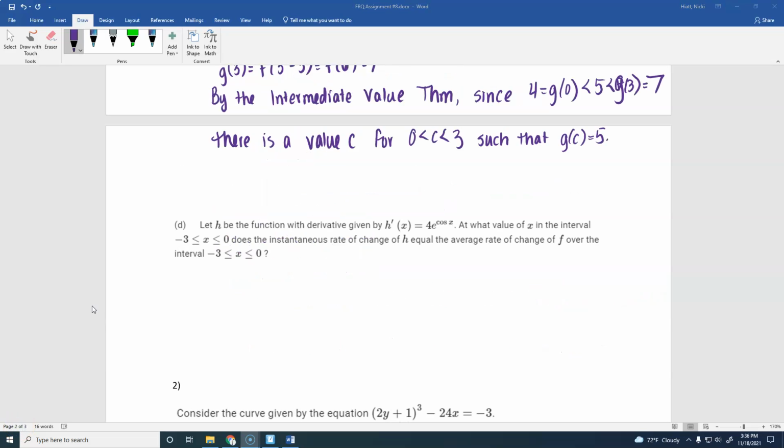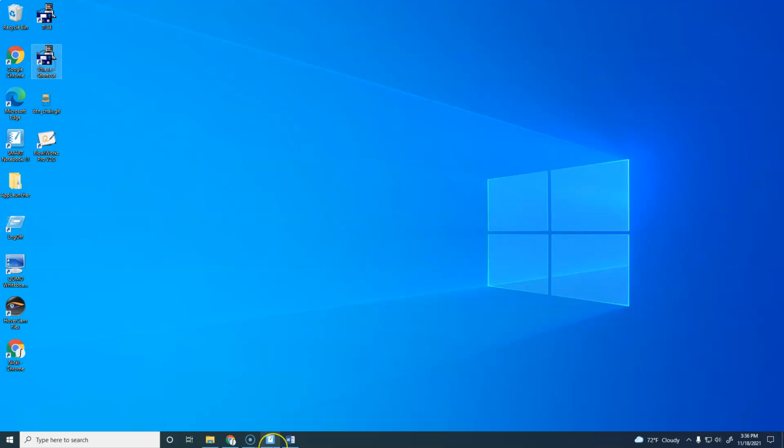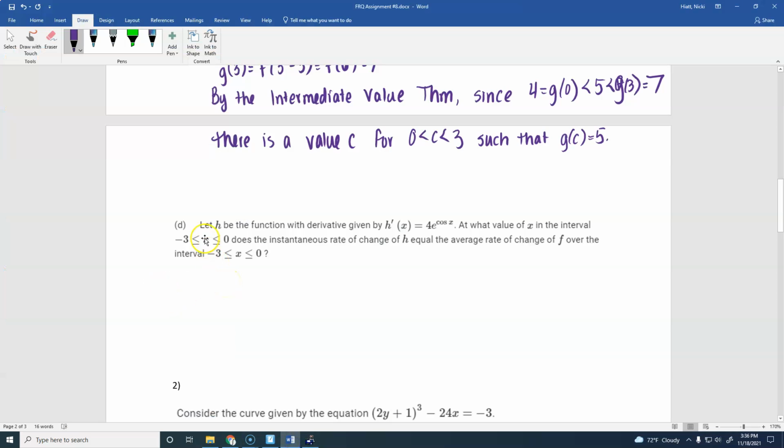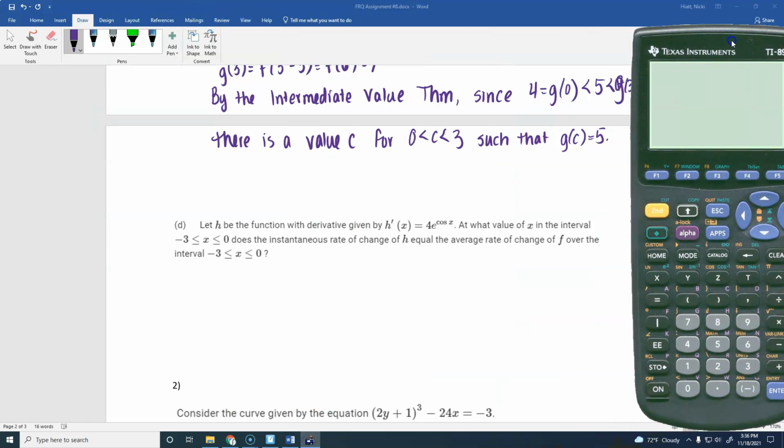Okay, so this last part is calculator active. Let me pull up the calculator. So you may use the calculator for it. So it says let H be the function with the derivative given by h prime of x equals 4e to the cosine x, at what value of x in the interval -3 to 0 does the instantaneous rate of change of h equal the average rate of change of f over the interval from -3 to 0?